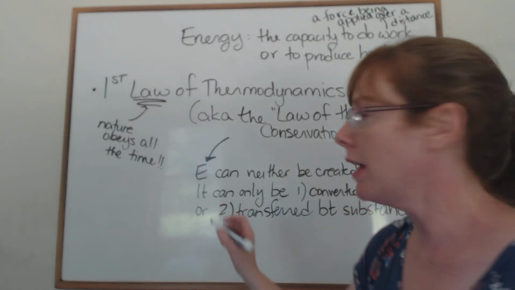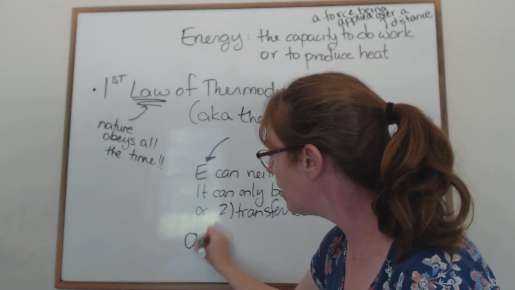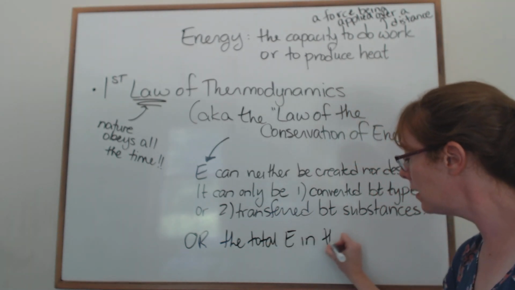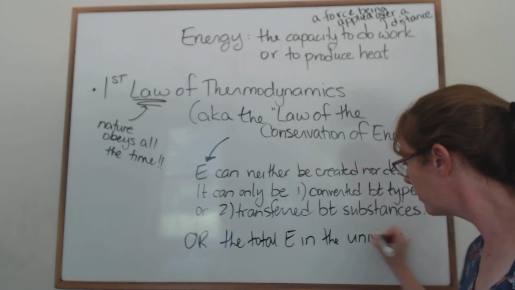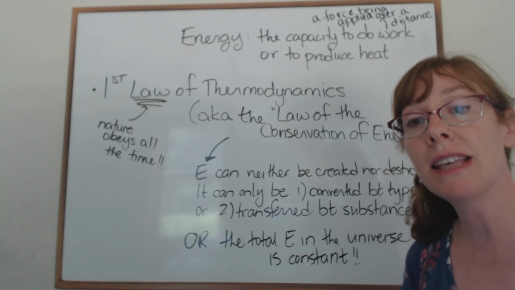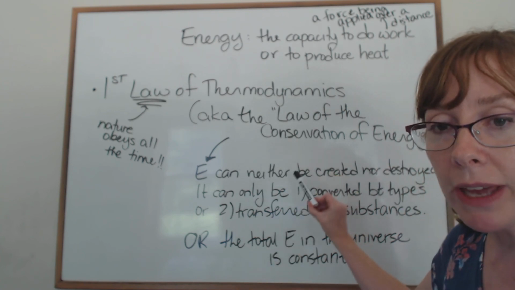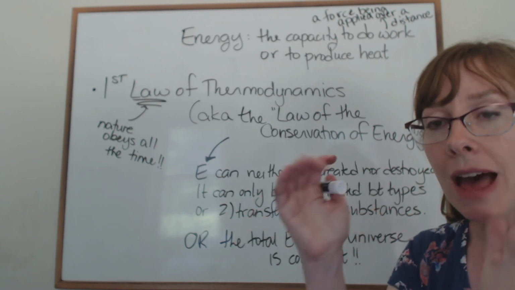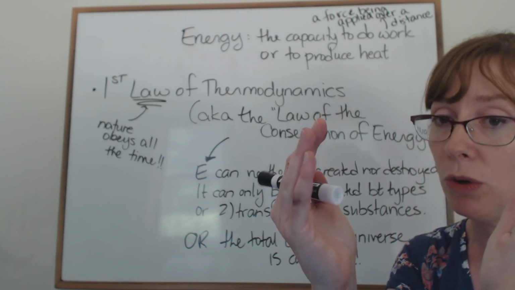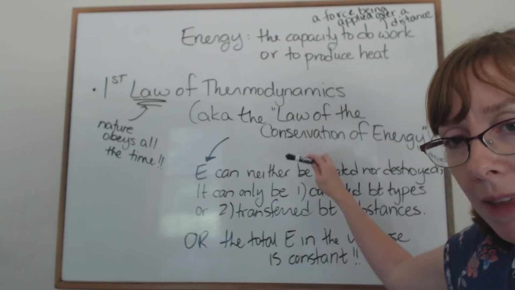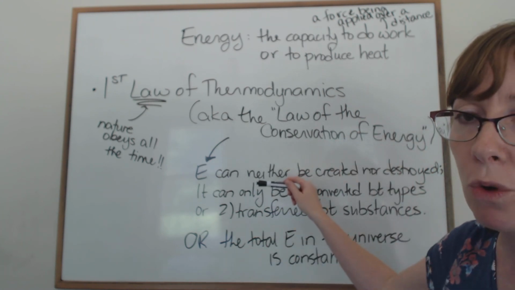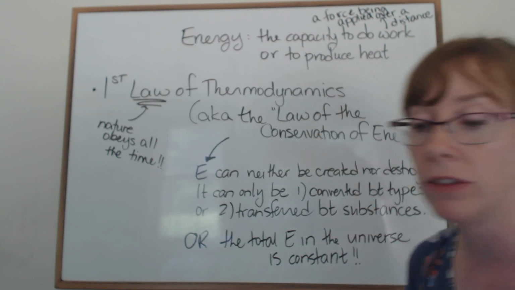But there's one other thing that a lot of times it's also said as, and that's this: the total energy in the universe is constant. If you think about it, that's saying the exact same thing, because if you can't create or destroy energy, that means there's a certain amount in the whole universe that never changes, because you can't make more and you can't lose what you already had. So this is actually saying the same thing as that, but it takes a little bit of thinking to understand that it's the same law. So these are two different forms of what's called the first law of thermodynamics.